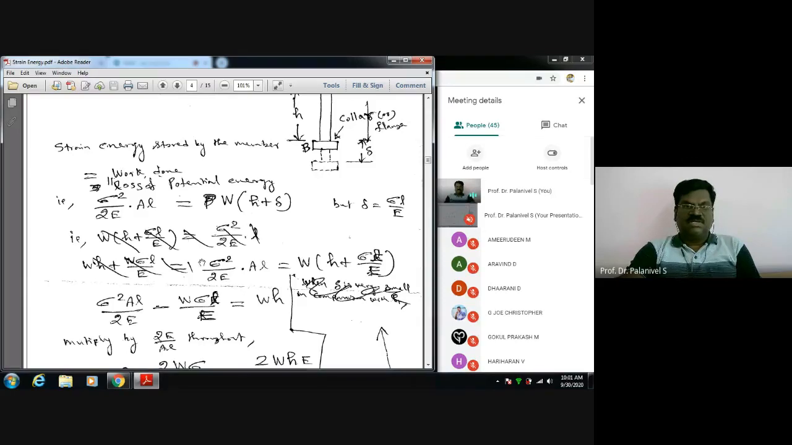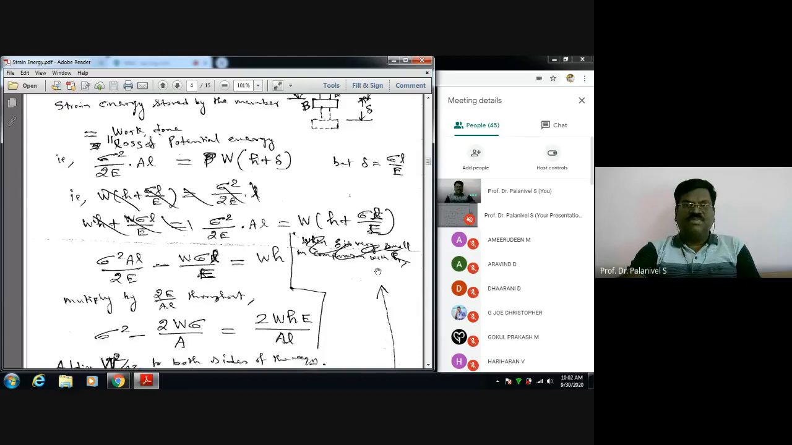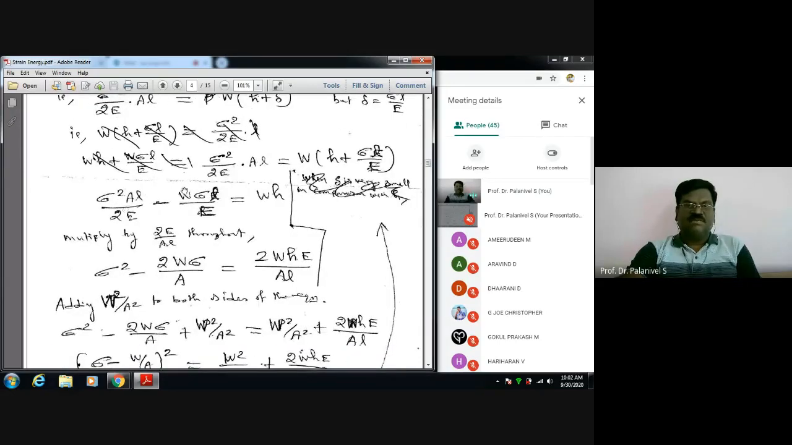I prepared these notes long back, no problem. Sigma square by 2E into AL is equal to W into (h plus del), where del is sigma L by E, I am substituting. Now, I am writing in an expanded manner: sigma square by 2E into AL minus W sigma L by E. The WH, I am keeping on the RHS, and this W into sigma L by E, I am bringing to the LHS.